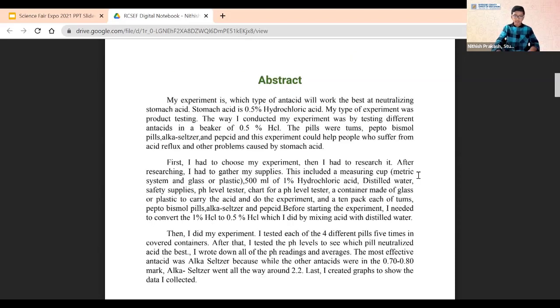So this is going to be your abstract. Your abstract, as Mr. Lynn Figueroa said, is like a summary of your entire project. It's 500 words or less, and it's an essay. So I used 3 paragraphs. I talked about what my question was, what my experiment was, and then I talked about how I conducted my experiment, which supplies I used, how I did it, like each step, and then I also did the results. And I basically just walked the reader through how I did my project.